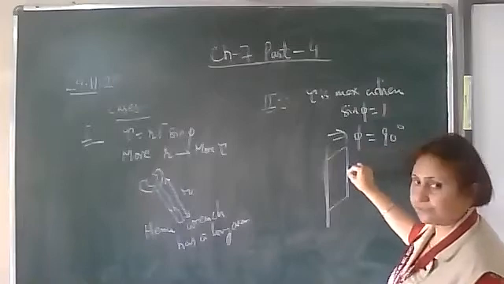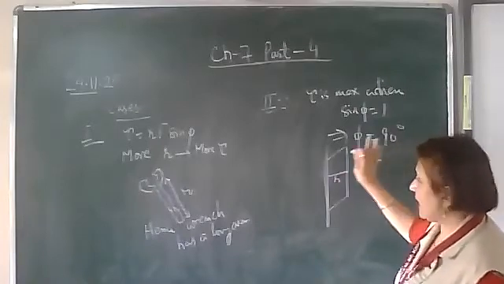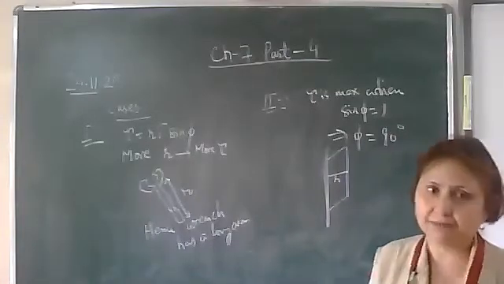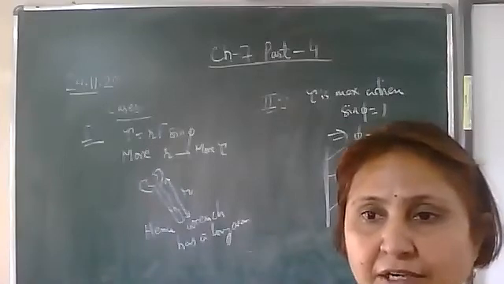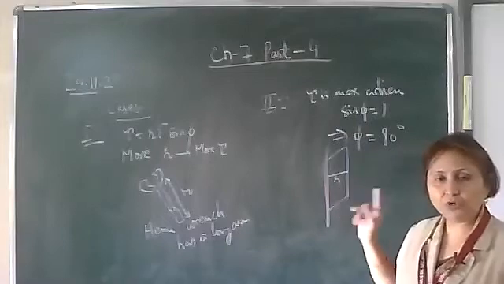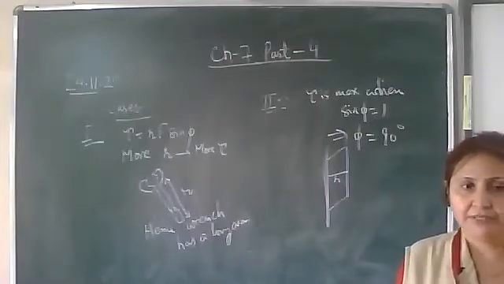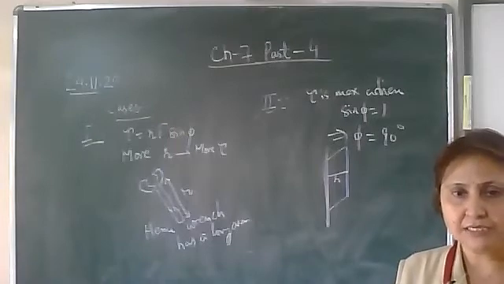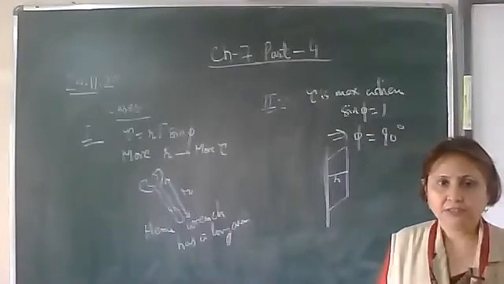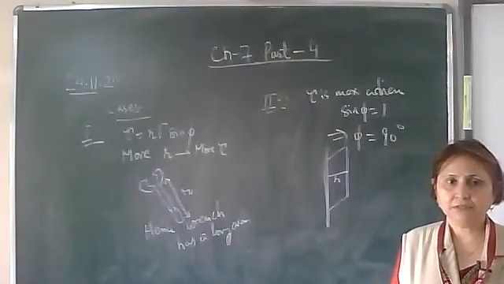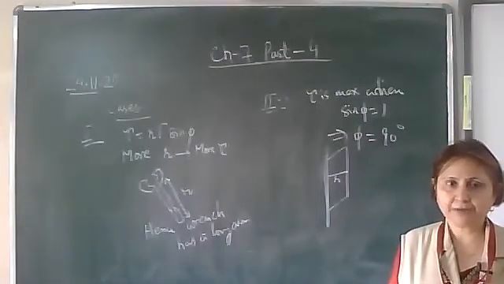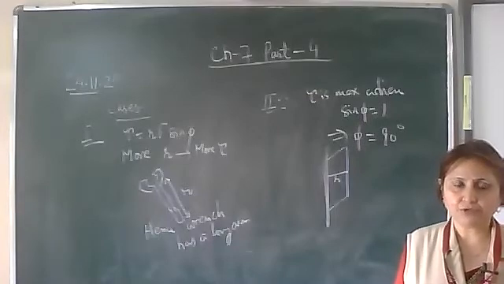Okay, this is the direction of the force and this is R. So the angle between R and F should be 90 degrees to get maximum torque. Okay, so write down: when the door is open or shut, the force is applied perpendicular to the plank of the door.